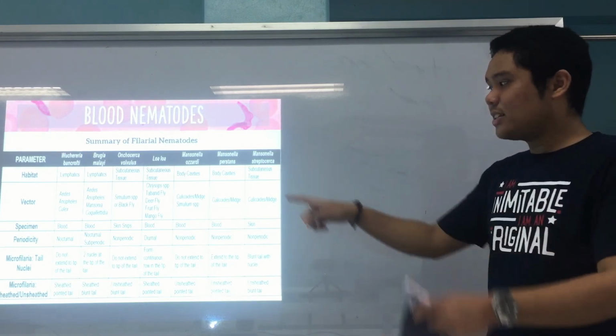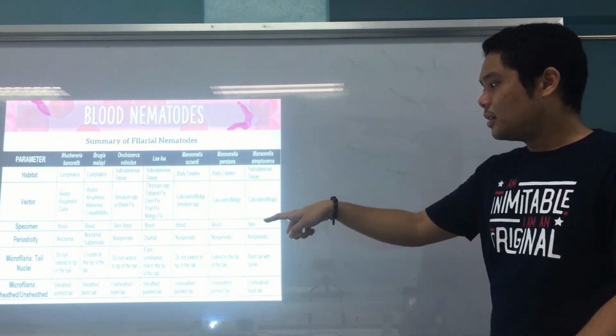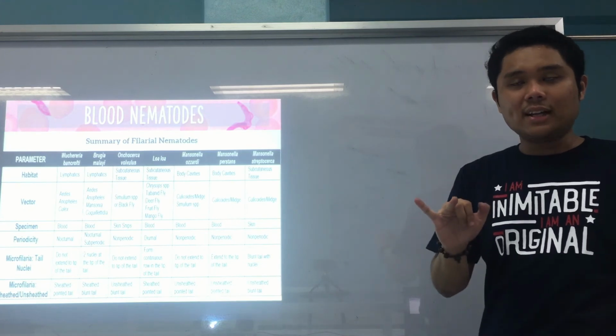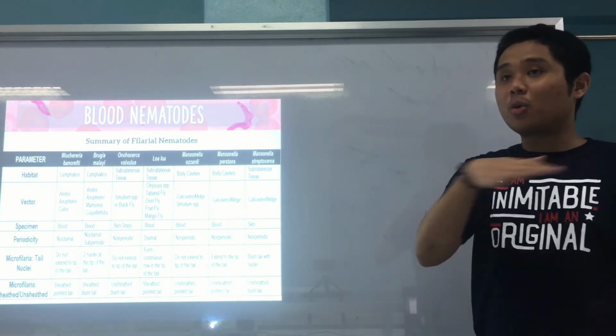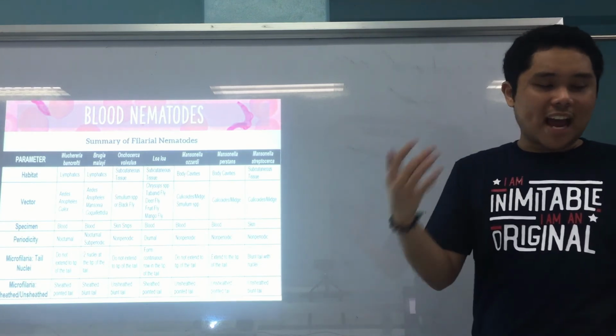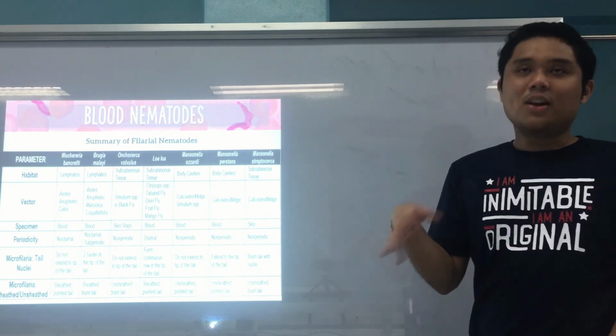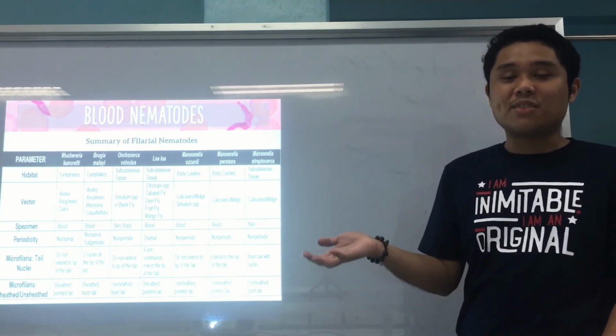Okay. For periodicity, again, nocturnal are Wuchereria and Brugia. Diurnal is Loa. The rest is non-periodic, meaning it can be found any time of the day within the blood system or within the blood of the patient.